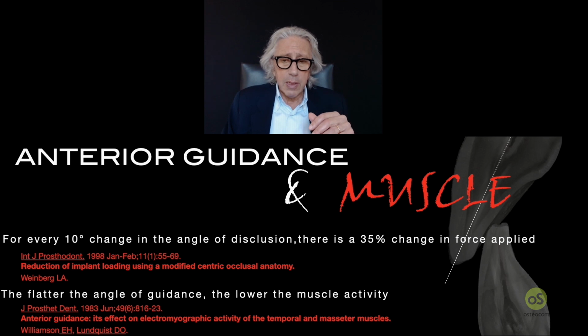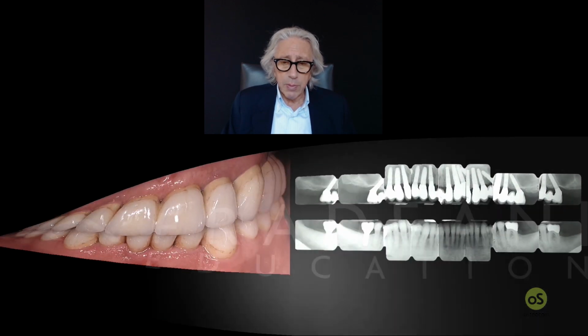Because remember, for every 10 degrees change in the angle of disclusion, there is a 35% change in force applied. And we want to decrease as much as we can the force applied on teeth to avoid any kind of fracture or chipping. So with 10 degrees of change being flatter, because the flatter the angle, the lower the muscle activity is, you can save the restoration that you put in place. So that is a very important rule to remember.